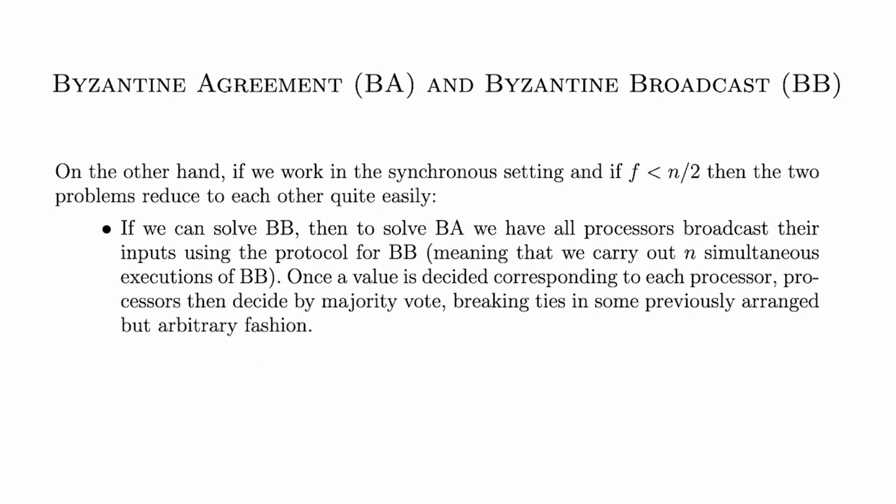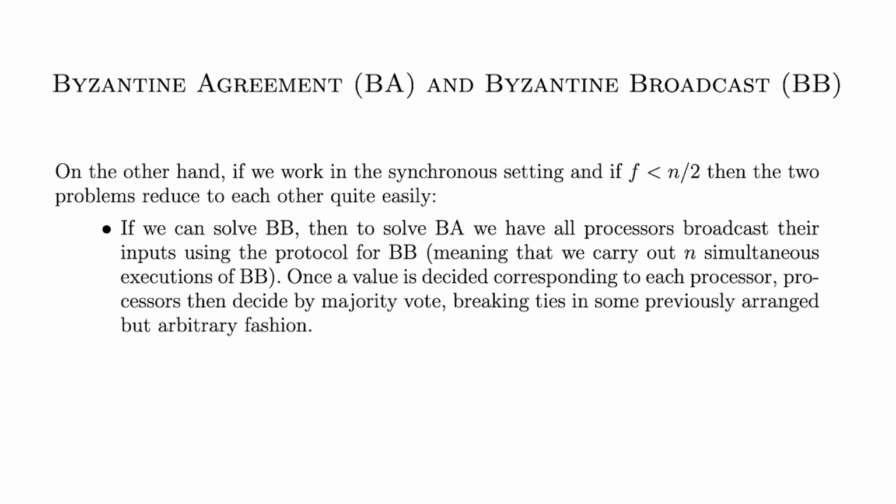On the other hand, if we're working in the synchronous setting, this won't necessarily be true in other settings, and if f is less than n over 2, so this is the realm in which you can solve Byzantine agreement, maybe, then the two problems reduce to each other quite easily. Okay, so let's see that.